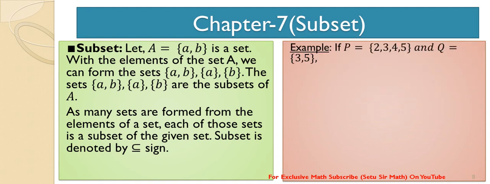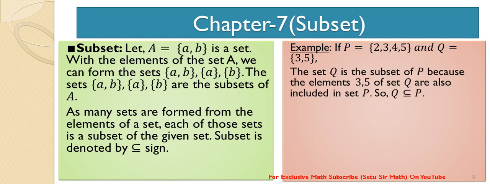Example: if P equals 2, 3, 4, 5 and Q equals 3, 5, the set Q is a subset of P, because as you can see, Q has 3 and 5, and in the set P, 2, 3, 4, 5, 3 and 5 are included. So the set Q is a subset of P because the elements 3, 5 of set Q are also included in set P. So Q is a subset of P.